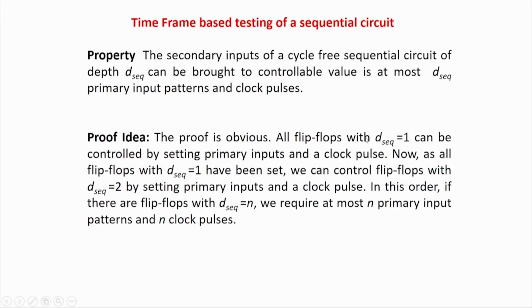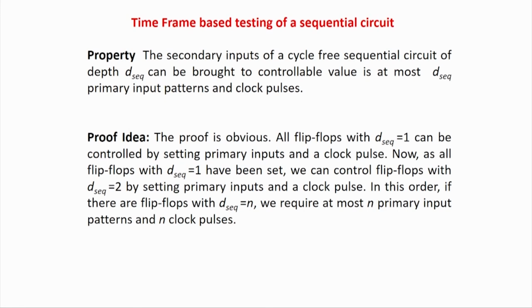All flip flops with D sequence 1 can be controlled by setting the primary inputs and a clock pulse. Now, level 2 can be controlled by D sequence 1 being controllable and the primary inputs. You keep on doing it and then you are going to see that D sequence number of primary input patterns and clock pulses are required to control a flip flop at the level D sequence.